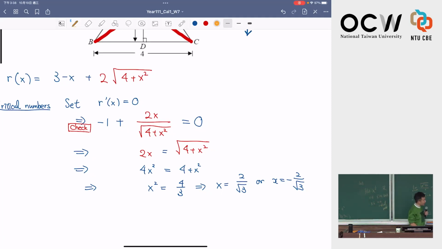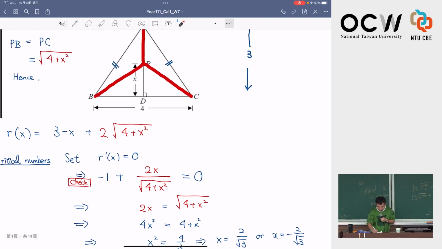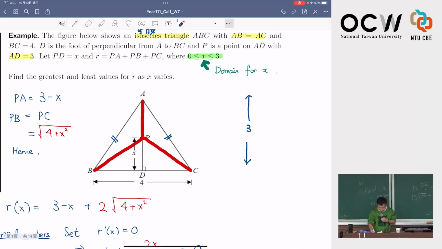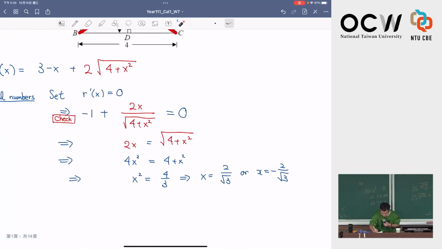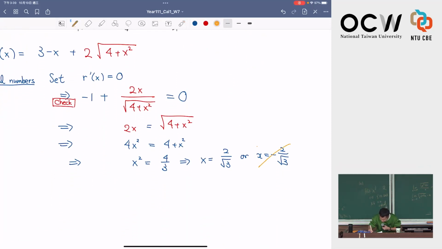However here, you realize that because x is representing the length of something, in particular x is between 0 to 3, so you can ignore this point. This should be rejected, as x is between 0 to 3. Okay? So you really just get one critical number. That is 2 over root 3.